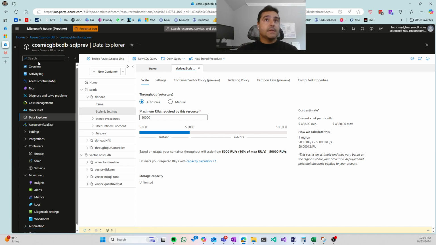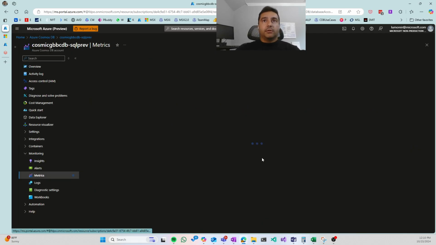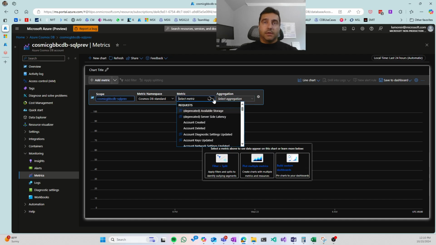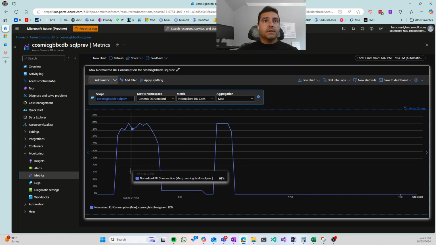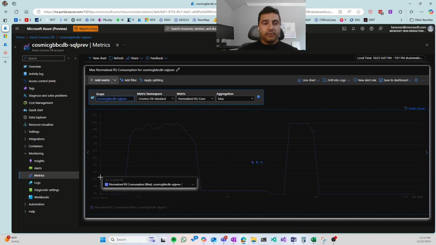For this example, I will be referring to the DBR load container, and it has an autoscale configuration that can go up to 50,000 RUs. So my autoscale range is from 5,000 to 50,000 RUs in this scenario. If I go to metrics, usually where I start is to look at my normalized RU consumption for the last 24 hours. I want to take a look at those two occurrences, so I'm narrowing down the time frame here.